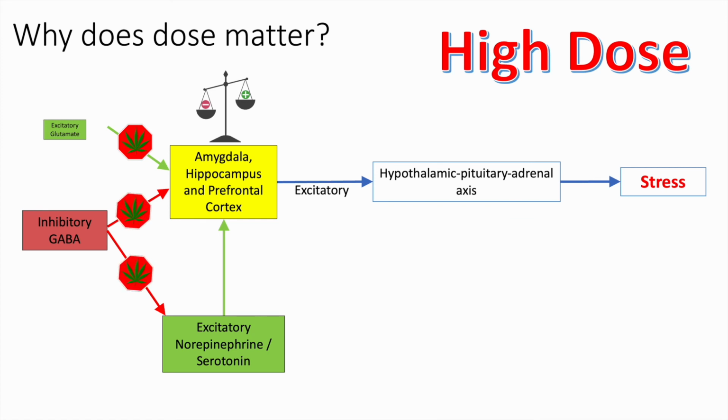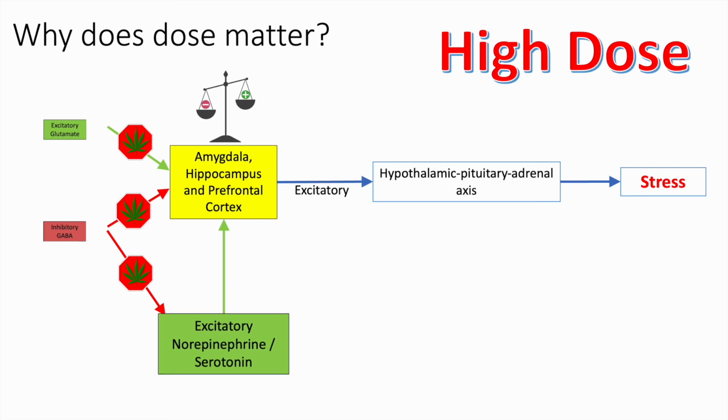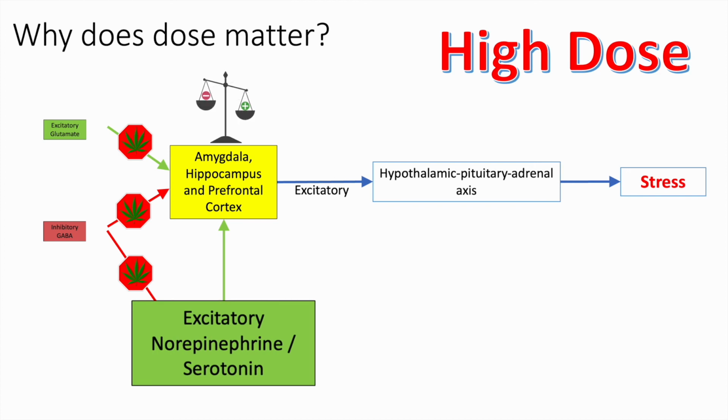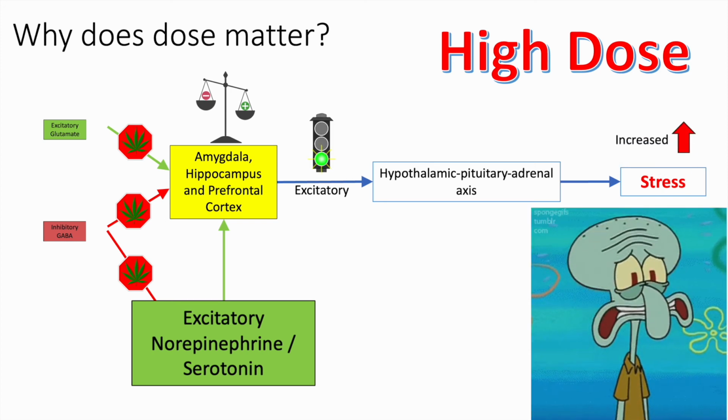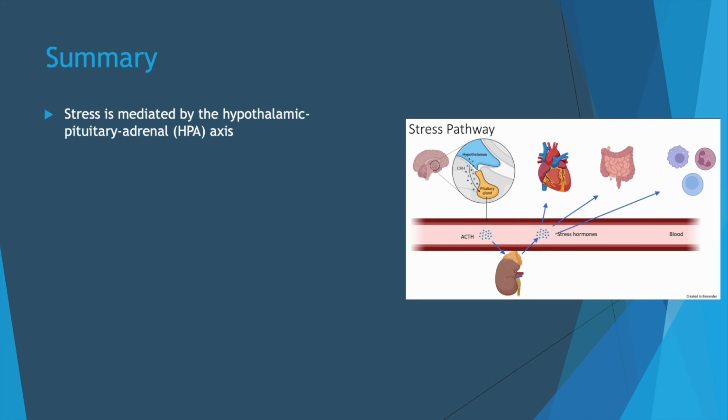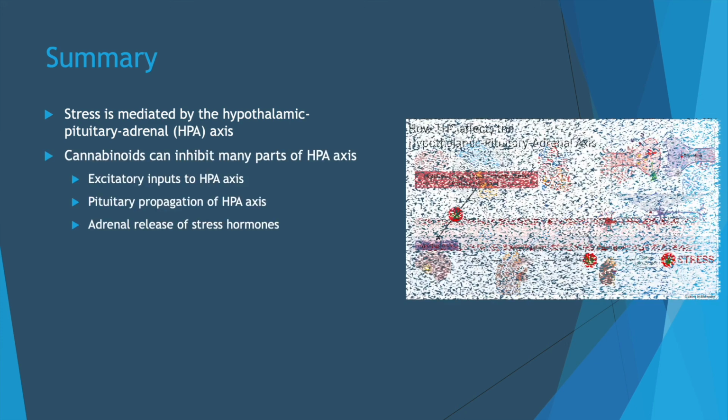However, at high doses, the neuronal signaling at inhibitory GABA terminals is also blocked by THC. This results in reduced inhibitory input to the amygdala, hippocampus, and prefrontal cortex. In addition, the reduced inhibitory input into the norepinephrine and serotonin system results in an increase in signaling from these areas. This shifts the balance towards excitation, which then promotes activation of the hypothalamic pituitary adrenal axis, and thereby enhances stress.